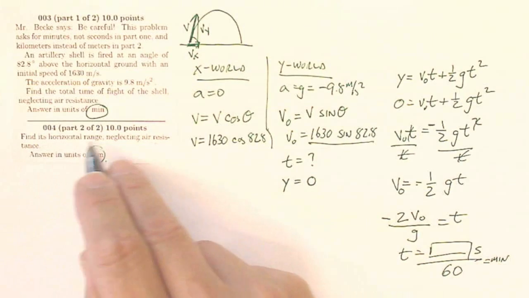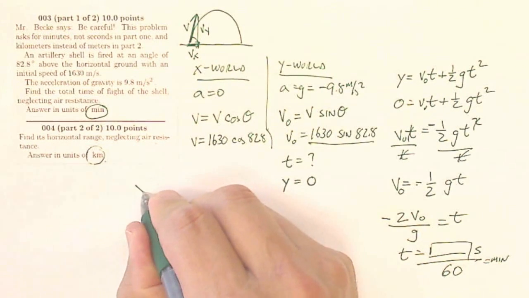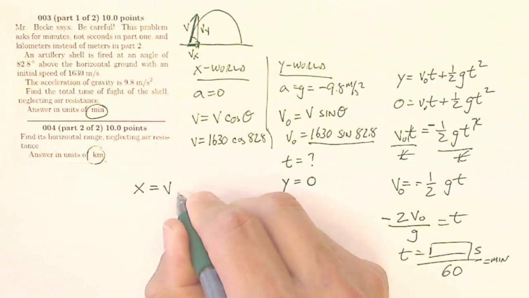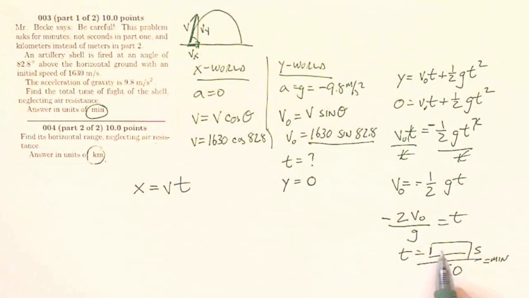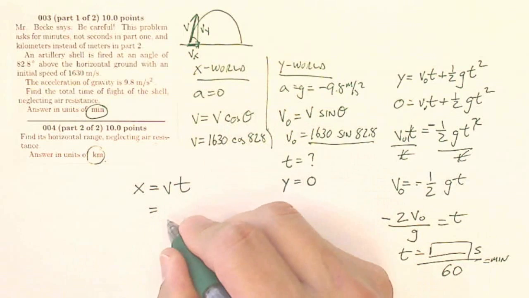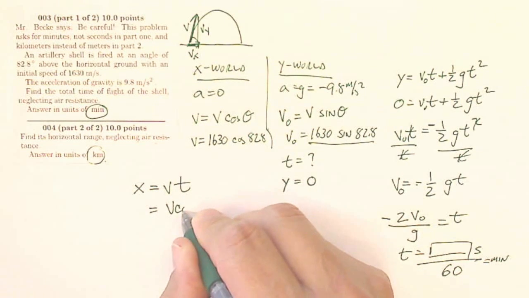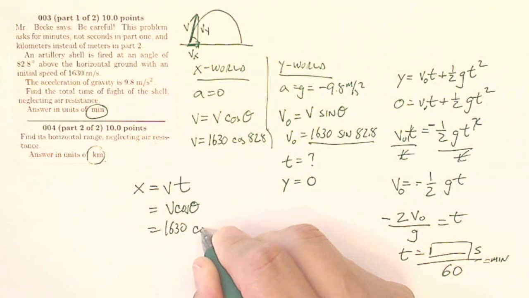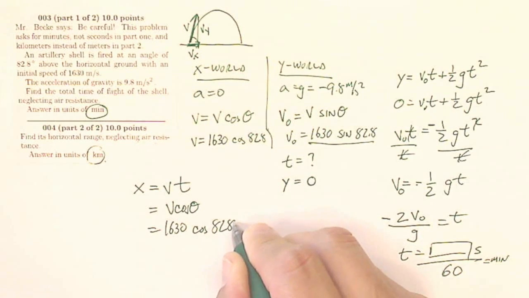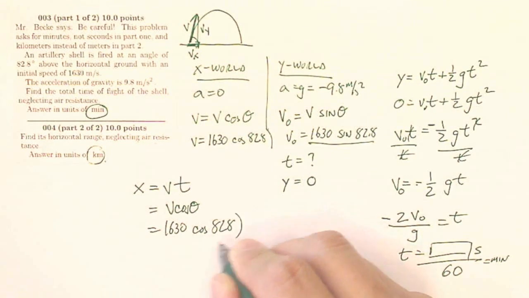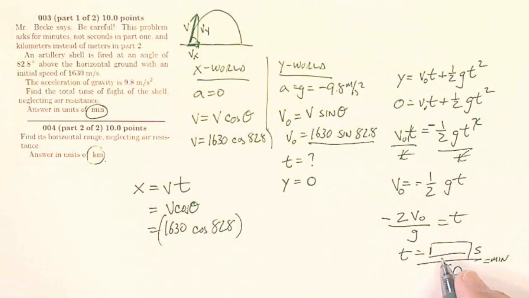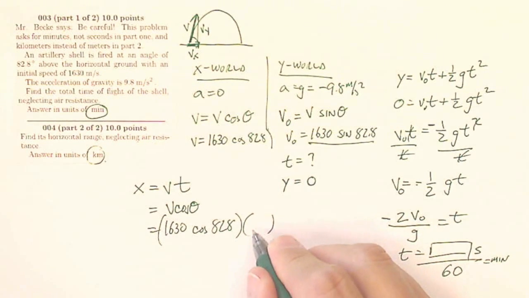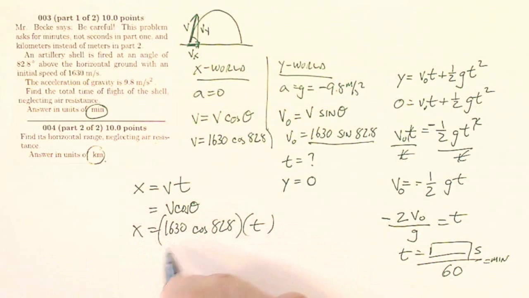The other one says find its horizontal range. Well, I know that in the x world, my distance is just going to be my velocity times my time. Now that I know my time in seconds, I'm going to take my velocity, which is v cosine theta, which is 1630 cosine 82.8. I'm going to multiply that times my time from over here in seconds, and that'll give me my displacement.